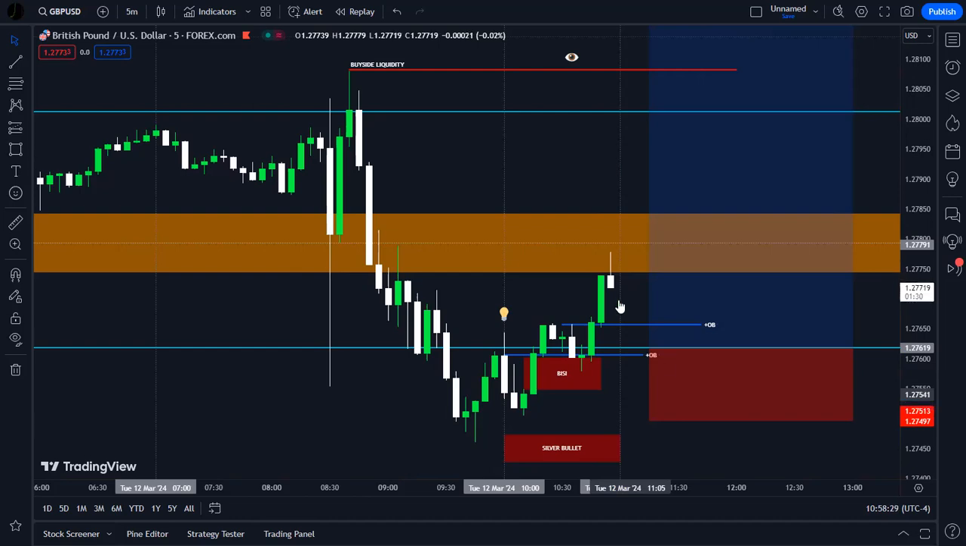So I'm watching to see how this current candle closes. Watching to see how it closes, okay?